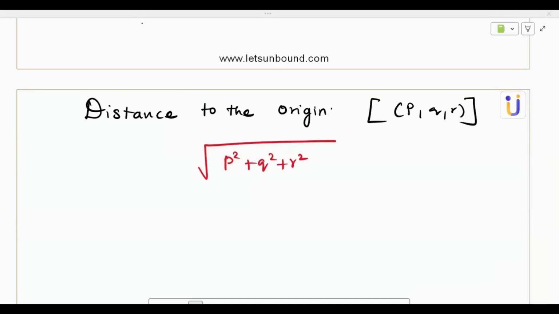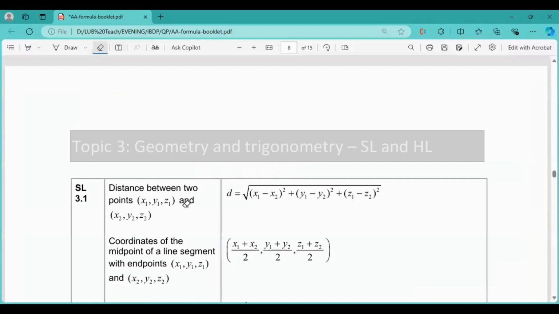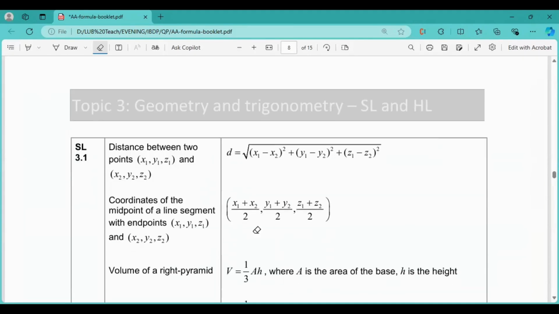And here we go with the formula sheet. So for the distance between two points, when one is the origin, the other point will be 0. So just square those coordinates, right? And let's get back to this. This is the thing we have to take.